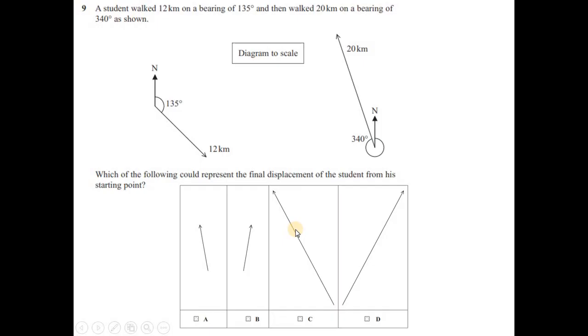Question number 9. A student walked 12 km on a bearing of 135 and then walked 20 km at a bearing of 340. Diagram to scale. Okay. So which of the following could represent the final displacement of the student from the starting point?